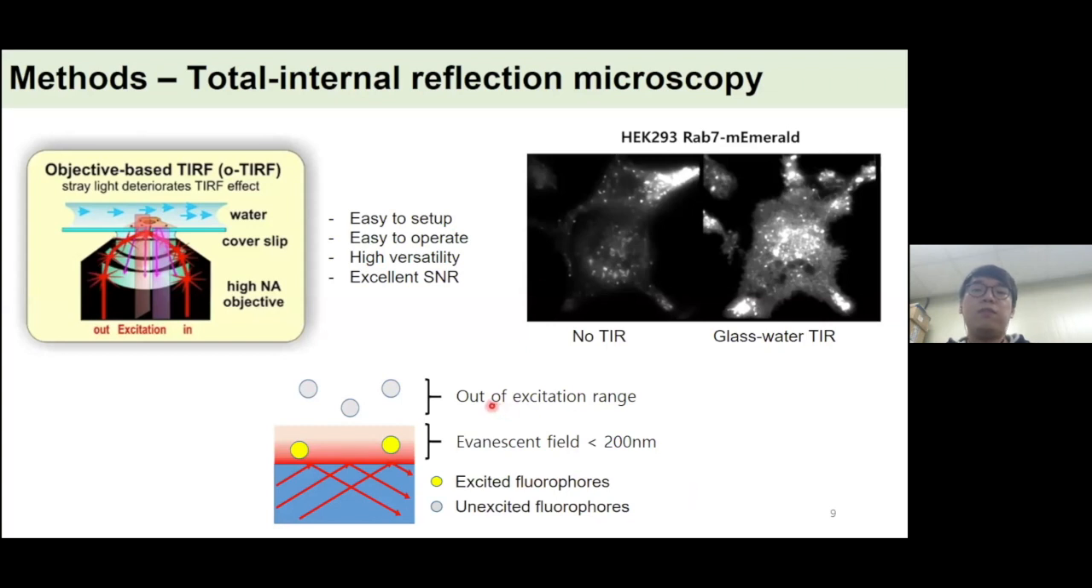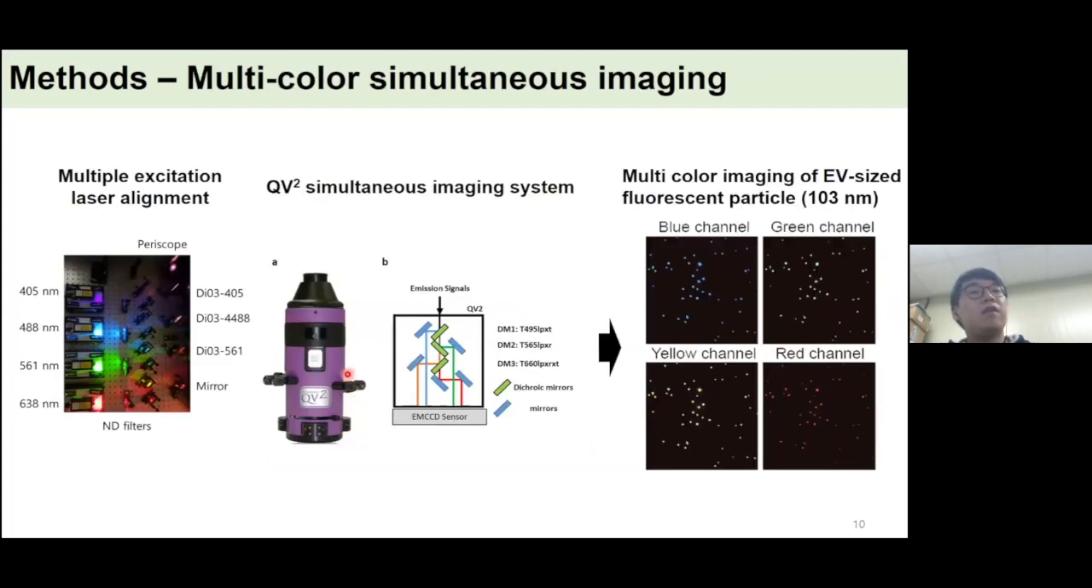Also, because a TIRF microscope only visualizes objects located within 200 nanometers of the reflection surface, it is also very useful for visualizing EVs, because EVs also have an average size of 100 to 200 nanometers. And in addition to the basic TIRF microscope system, to analyze expression of multiple markers in a single vesicle, I made some modifications to the conventional TIRF microscope system.